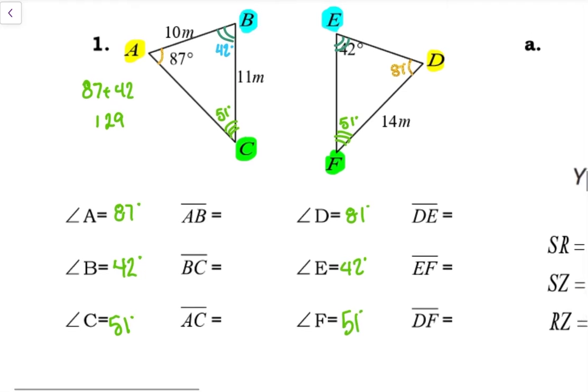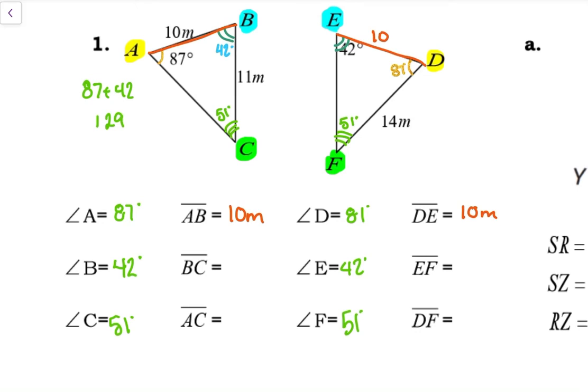So the next ones I need are going to be the sides. So first is AB. So notice how A goes from yellow to blue right here, yellow to blue. So I'm going to find the other side that also goes yellow to blue. And that's that side. They go between yellow and blue, which means those are going to have the same measurement. They're both going to be 10 meters. So 10 here and 10 here.